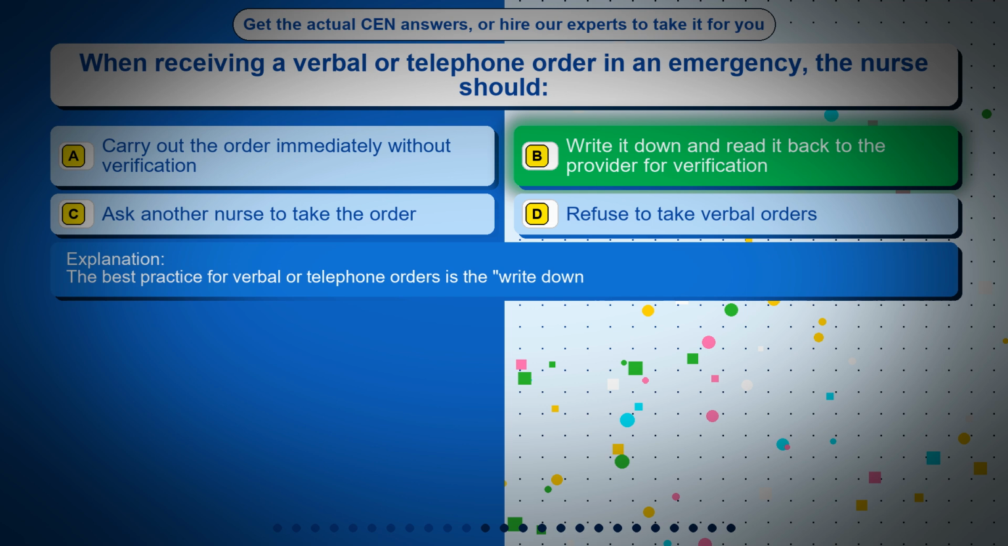The best practice for verbal or telephone orders is to write it down.